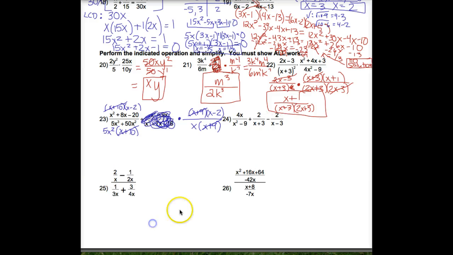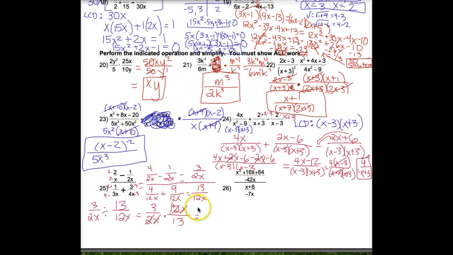Once you've simplified the top and simplified the bottom, now you're going to rewrite the complex fraction as a division problem. This, 3 over 2x, divided by the bottom, 13 over 12x. Division problems change to multiplication by the reciprocal, so 12x over 13. So the 2 goes into the 12 6 times. X's cancel. So on top, 3 times 6 is 18. On bottom, these both canceled, so 1 times 13 is 13. And that is it.